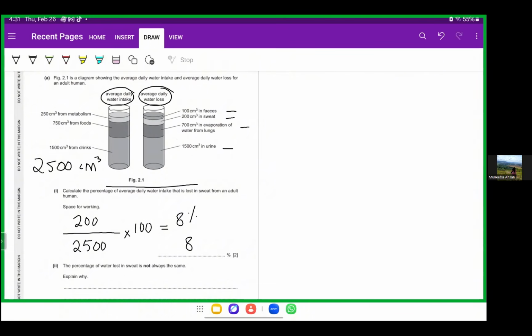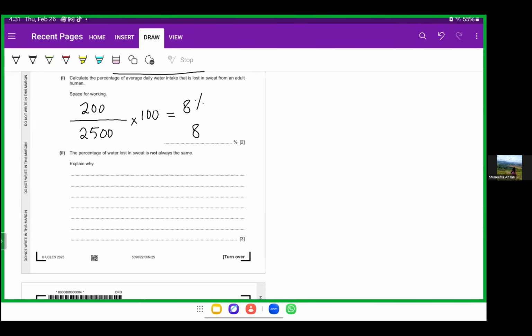Now let's move on to the next part. The percentage of water lost in the sweat is not always the same. Explain why. It's a very understandable question, because you're sweating, it is not like you sweat a certain amount each day. Your sweating depends on many factors, like what type of activity you are performing, what type of temperature you are residing in, is there any stress or other related factors which affect the sweating, right?